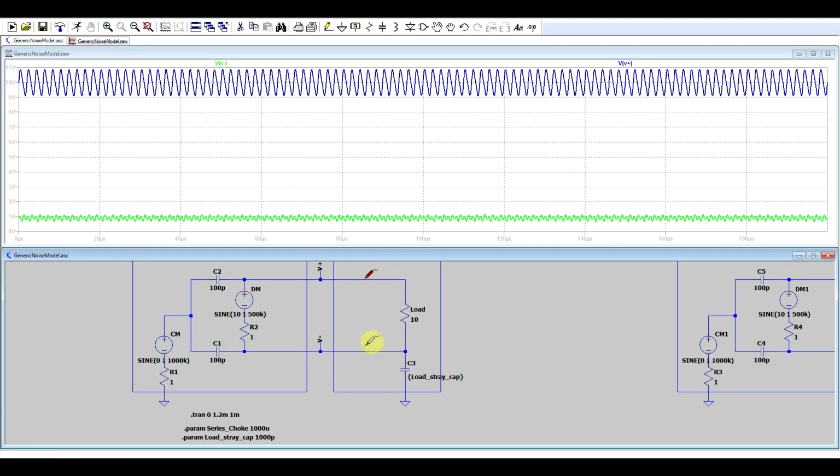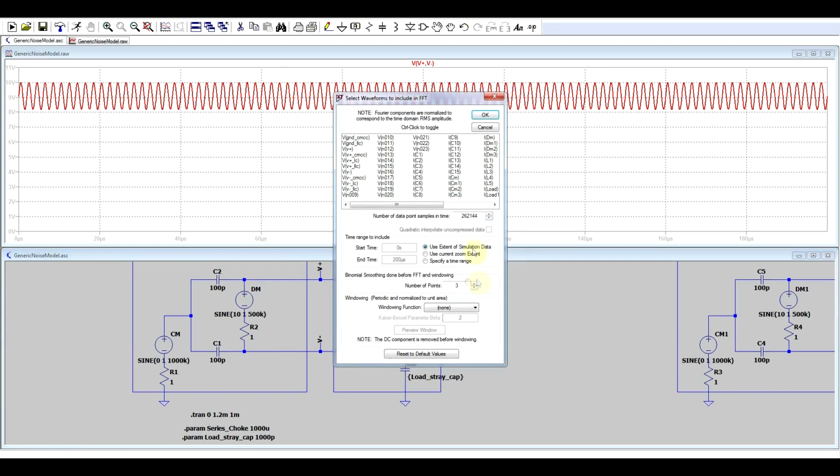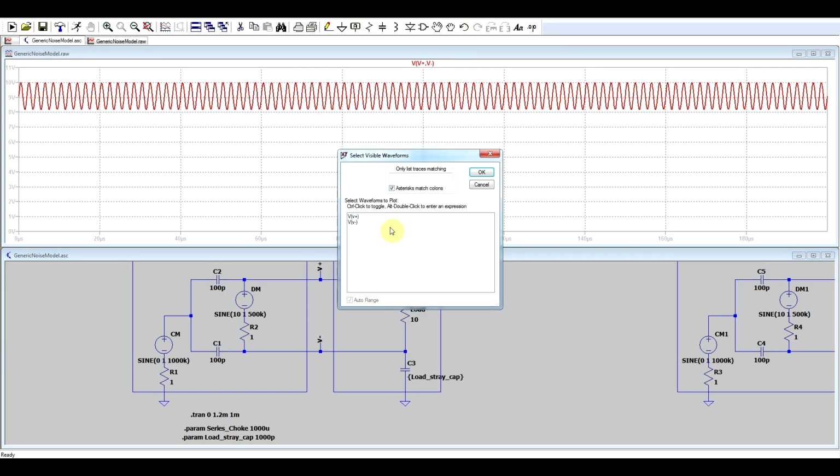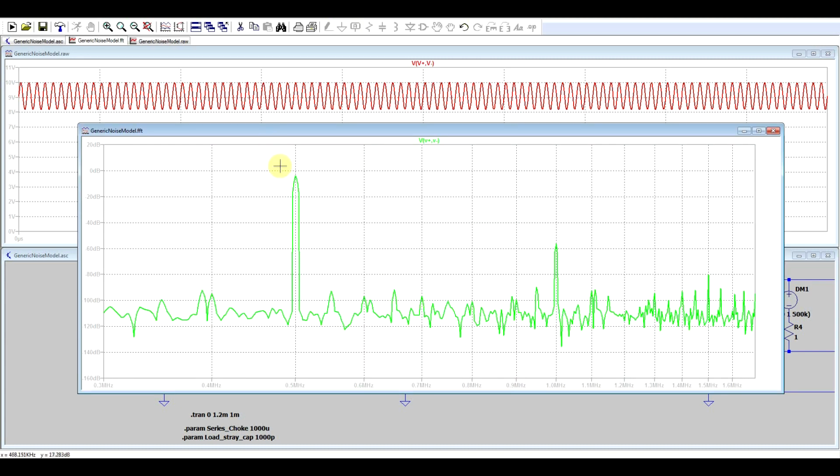Now, if we look at this in a differential way, so compare plus in reference to minus, let's just delete the extra traces, and we look at its FFT content, we see that only our differential noise clearly stands out. So the common mode noise is very, very small when we look at it from differential point of view.